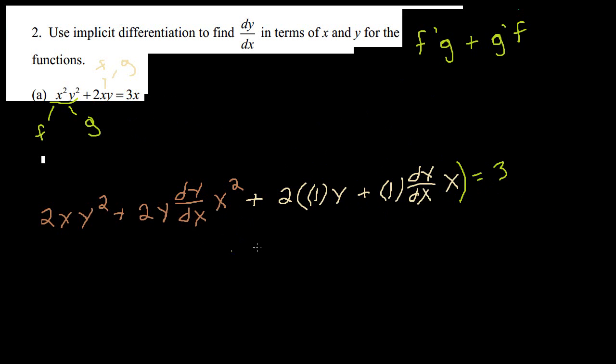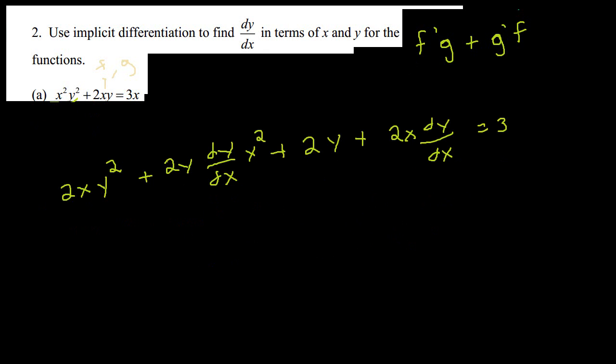Okay, now we just have to isolate dy dx. So multiplying the 2 throughout this bracket here, we're going to have 2y, add, then we have 2x dy over dx. And just rewriting everything again, we would have basically all of this here. The next step is to isolate the dy dx, of course.